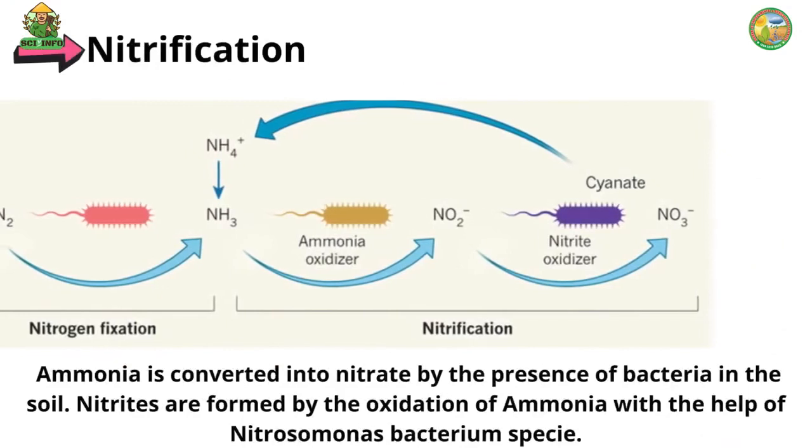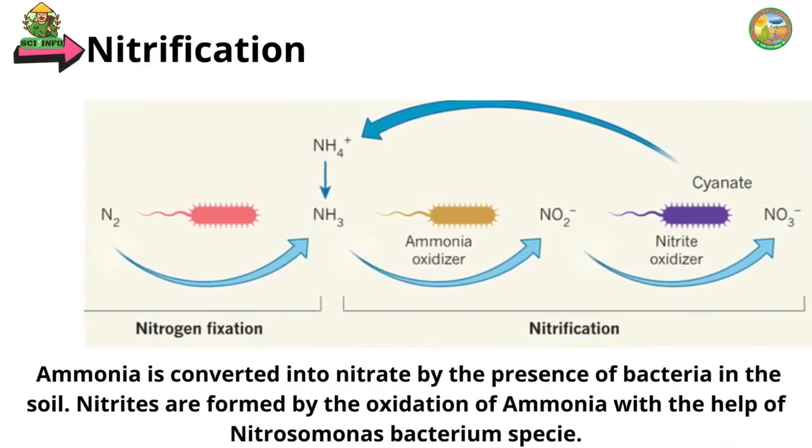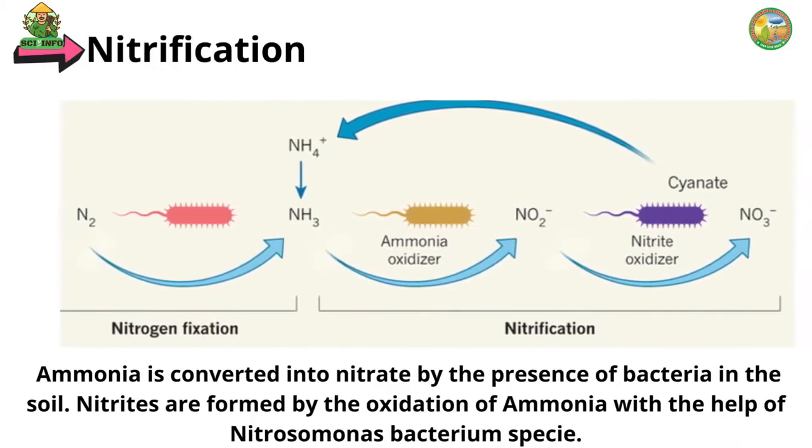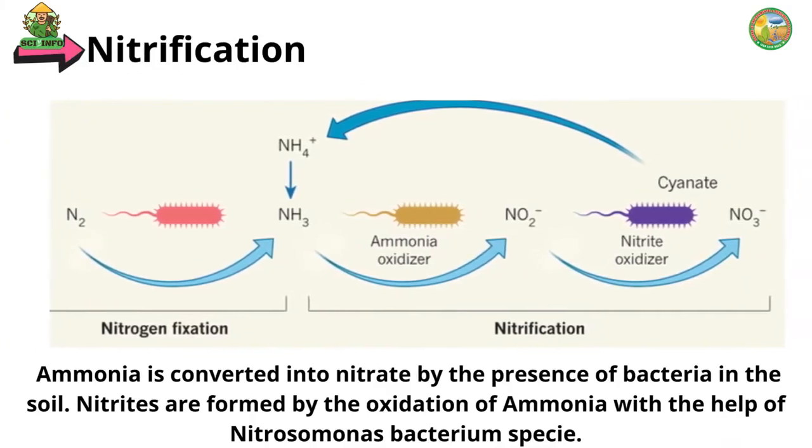Ammonia is converted into nitrate by the presence of bacteria in the soil. Nitrites are formed by the oxidation of ammonia with the help of Nitrosomonas bacterium species. Later, the produced nitrites are converted into nitrates by Nitrobacter. This conversion is very important as ammonia gas is toxic for plants.